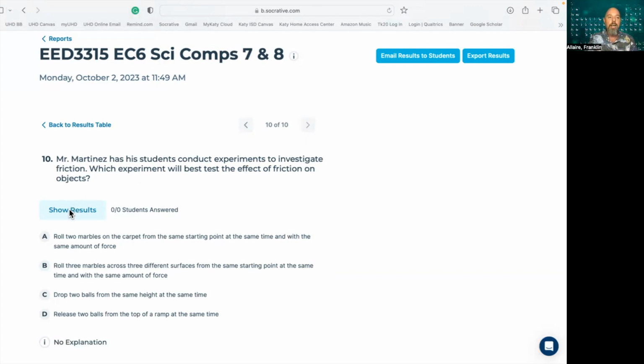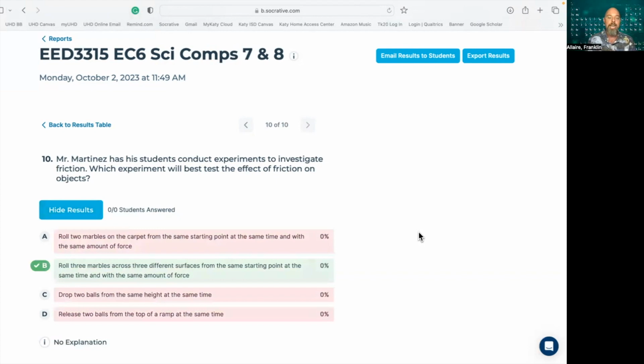And the best answer in this case is going to be the letter B, where his students are rolling 3 marbles across 3 different surfaces from the same starting point at the same time with the same amount of force. And I'm going to take a guess here that the marbles are very close to the same size and mass. And so the key piece of information that really makes this the correct answer, first of all, is all these things are the same, but then also that we have 3 different surfaces involved.